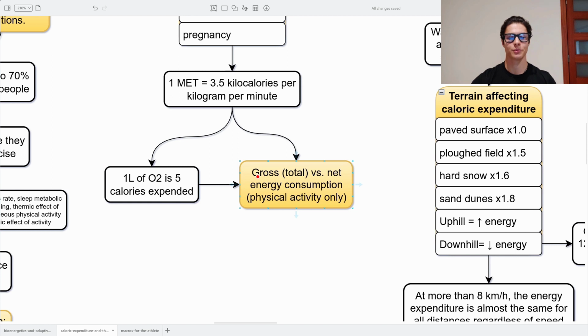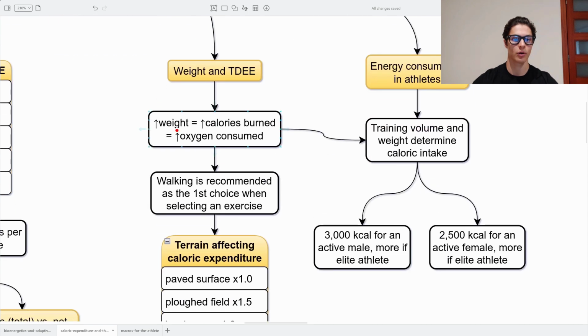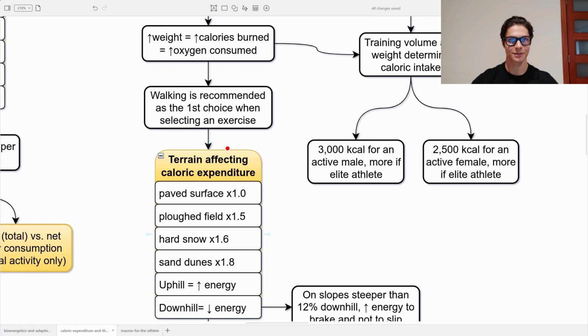And here we have to differentiate between the gross, which is the total energy consumption, versus the net energy consumption, which takes in account only the physical activity. So now let's take a look at what is the correlation between the total daily energy expenditure we have and our weight. So if we weigh more, we have more calories burned because of a higher oxygen consumption. But when we want to lower our weight, well, we have to choose mainly walking as the first choice when selecting an exercise. And there is a difference in the caloric expenditure due to the terrain.